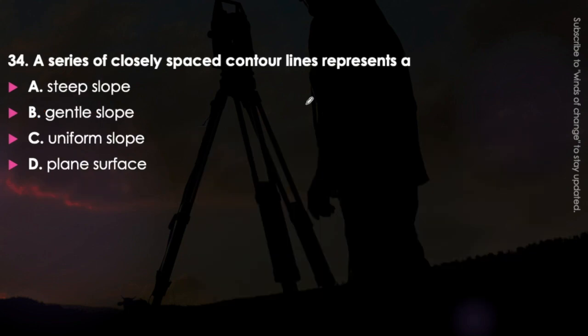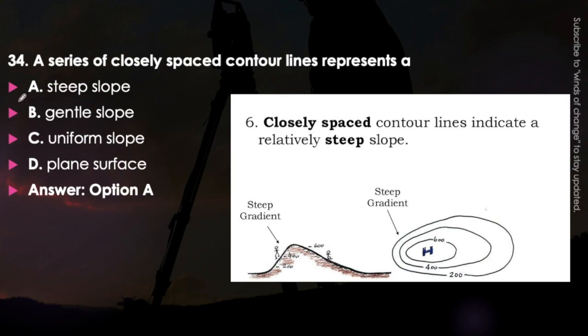Next question. A series of closely spaced contour lines represents a steep slope, gentle slope, uniform slope or plane surface. Just think about it. Closely spaced contour lines, what will they represent? It is an easy question. You can easily determine it. With a series of closely spaced contours, that means the contour interval is closer, so it will be a case of the steep slope, that is option A will be the correct answer.